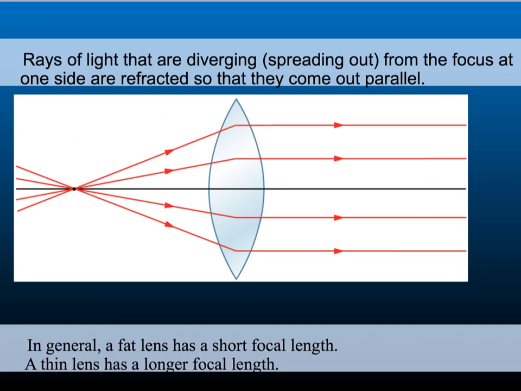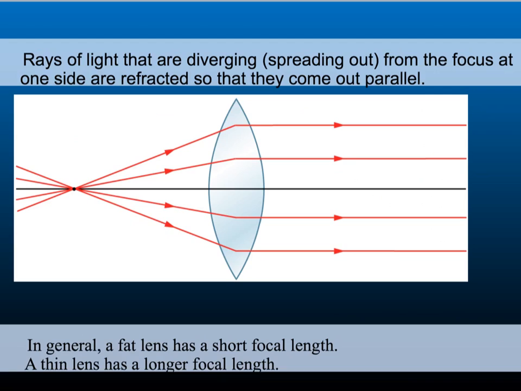If we consider the rays of light that are following a different path, so they're coming out from the focus and they are diverging from the focus or spreading out, when they hit the optical centre, they will be refracted and they will come out parallel to the principal axis.